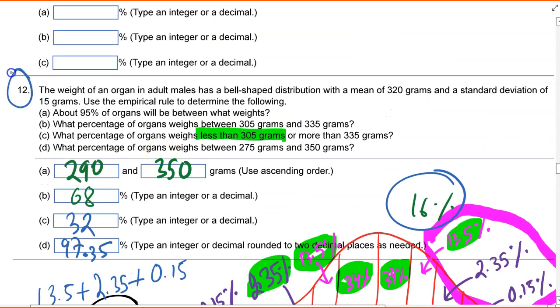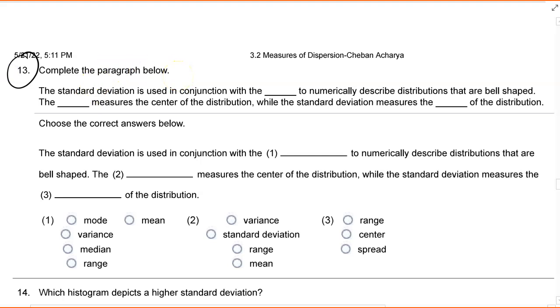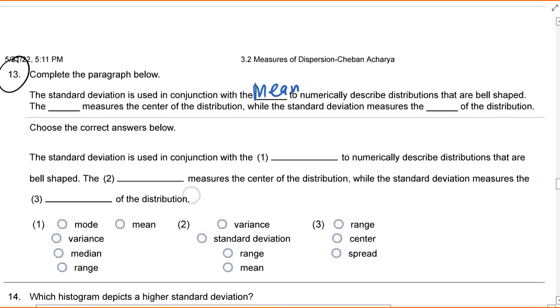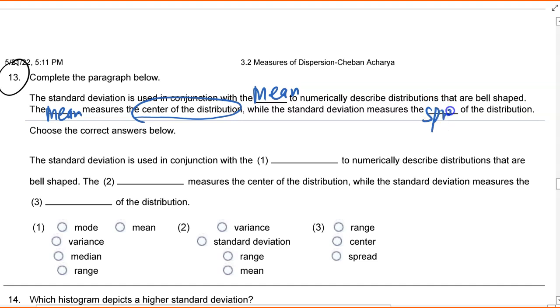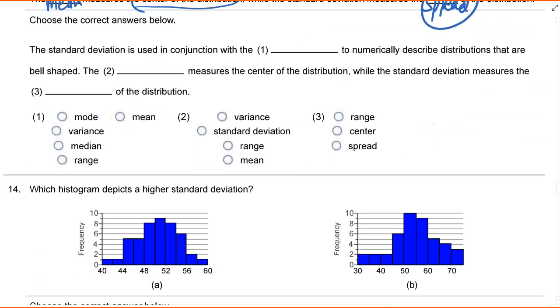Question number 12 is finished. Question 13: complete the paragraph below. This is the fill-in-the-blank question. The standard deviation is used in conjunction with the mean to numerically describe distributions that are bell-shaped. The mean measures the center of the distribution, and the standard deviation measures spread of the distribution. Okay, that's the answer for question number 13.